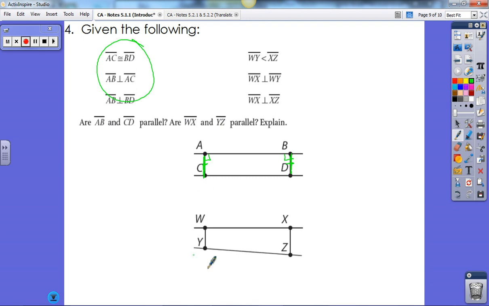Looking at this, it looks like they're not parallel, but in geometry I can't just look at the diagram. I have to look at the information that I'm given and determine it from there, rather than just by assuming from the diagram. So when I look at this diagram, I have WY is less than XZ. So if this distance is less than this distance, then eventually those are going to cross. They're not going to stay the same distance apart the whole time, like the previous. So these two are not parallel.